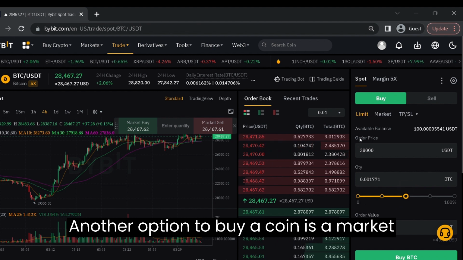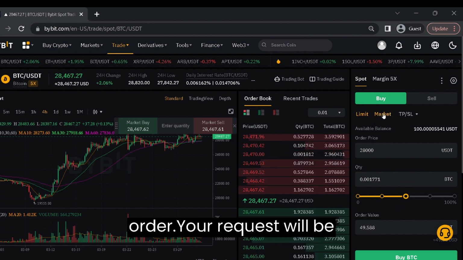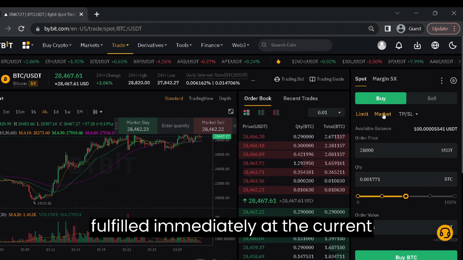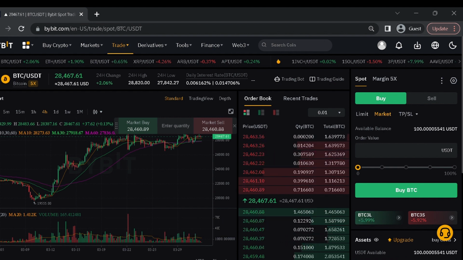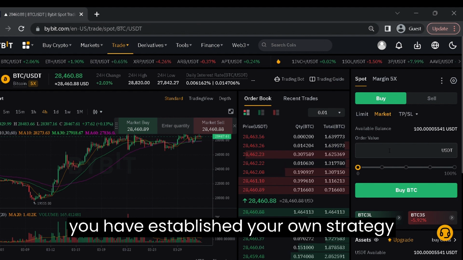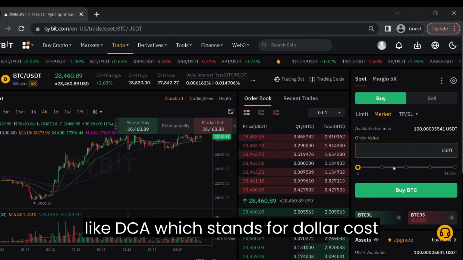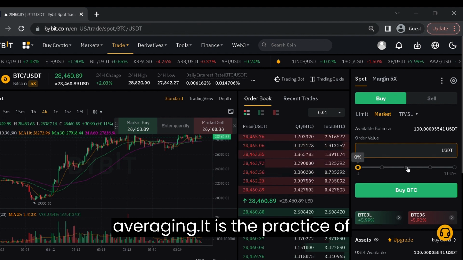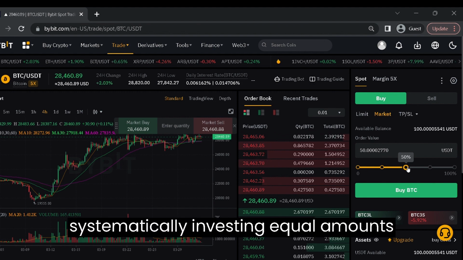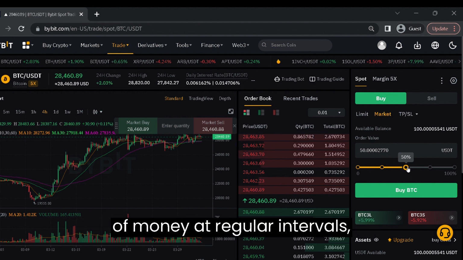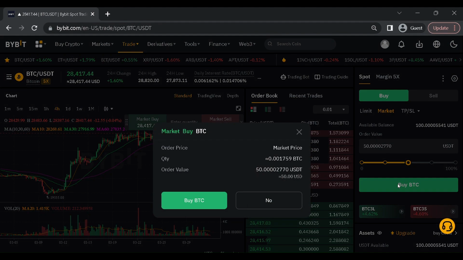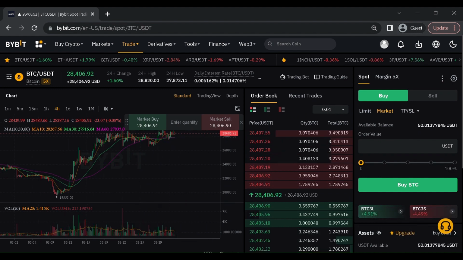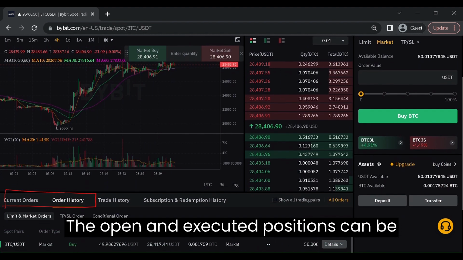Another option to buy a coin is a market order. Your request will be fulfilled immediately at the current price of the coin. It is suitable when you have established your own strategy, like DCA, which stands for dollar cost averaging. It is the practice of systematically investing equal amounts of money at regular intervals, regardless of the price of an asset. The open and executed positions can be viewed below.